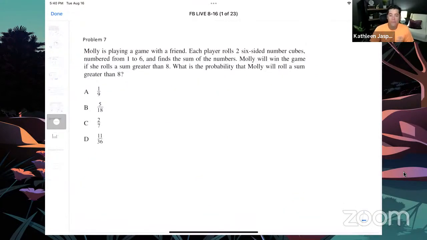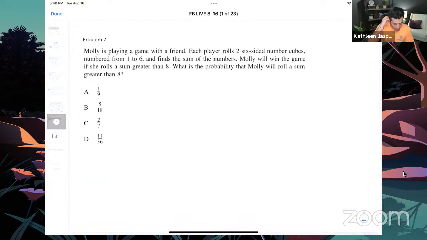Molly is playing a game with a friend. Each player rolls two 6-sided number cubes. They always call dice number cubes, numbered from 1 to 6, and finds the sum of the numbers. Molly will win the game if she rolls a sum greater than 8. What is the probability that Molly will roll a sum greater than 8?